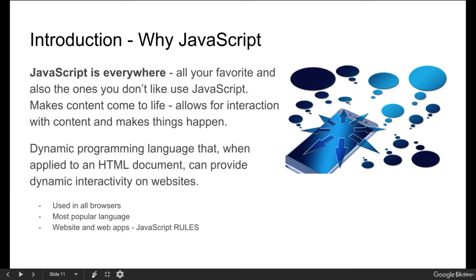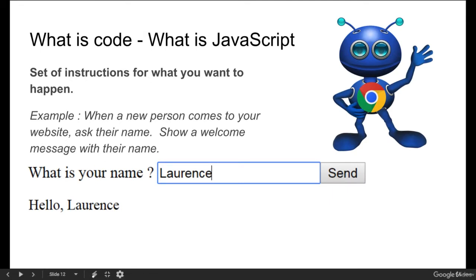So JavaScript is everywhere, and I guarantee you your favorite websites use JavaScript. It makes things come to life and allows you to create interaction and have dynamic content. So it's an applied programming language. It's applied within HTML, and basically it brings your HTML to life. It's available in all browsers, and it's the most popular programming language out there. And with websites and web applications, JavaScript rules.